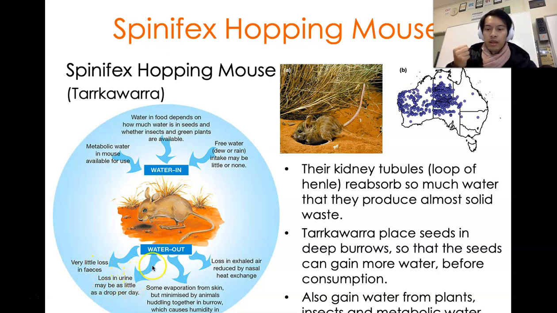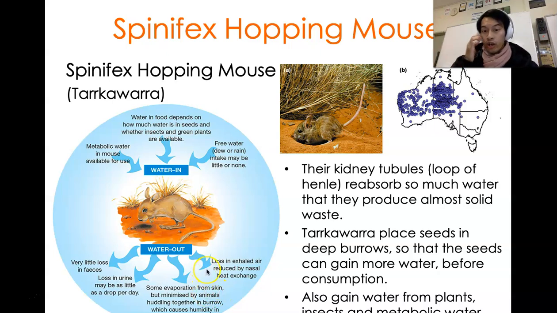Loss in urine may be as little as a drop per day. So if you think about it, it releases so little water that it's pretty much peeing out solid urine, right, which is pretty phenomenal. Evaporation from the skin can be minimized by a behavioral adaptation of burrowing and living inside these burrows, because the environment in the burrows is much more stable than that outside the burrow.